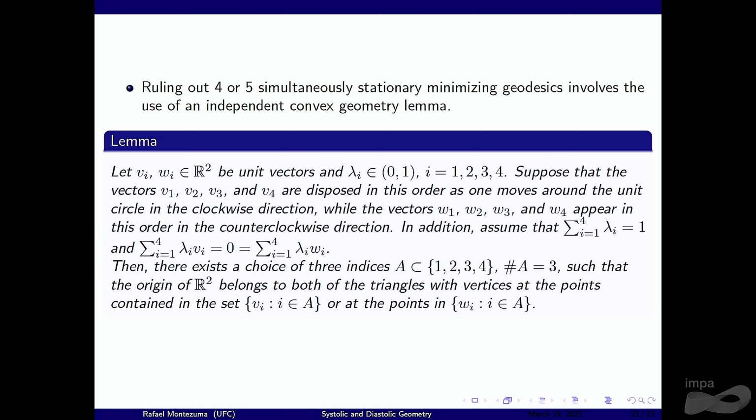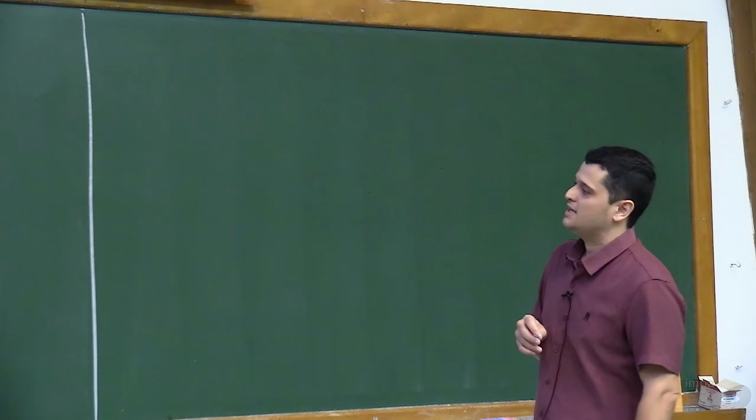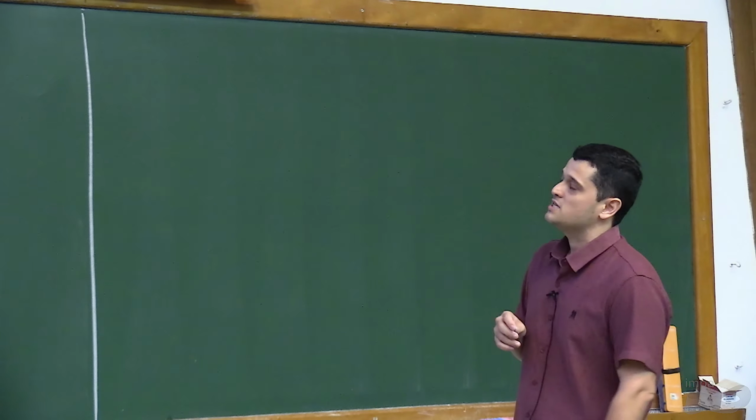And here is a convex geometry lemma that allows us to go from 4 simultaneously stationary to 3. I like this lemma. We have a proof in the article, which I like, but I don't like from another perspective, because it's quite long. I think there should be another, simpler, more elegant proof. But it's very simple.